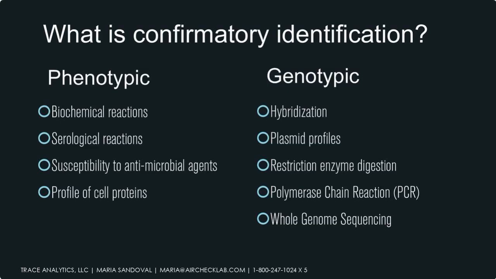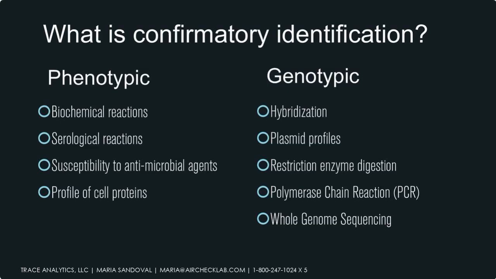And so those are all types of phenotypic identification differences. Then you have the profile of cell proteins. That's fatty acid methyl ester analysis of the outer membrane of the organism that you're looking at. So what kind of little fatty acids are hanging out on the outer edge of the cell wall around your organism? That's all phenotypic.